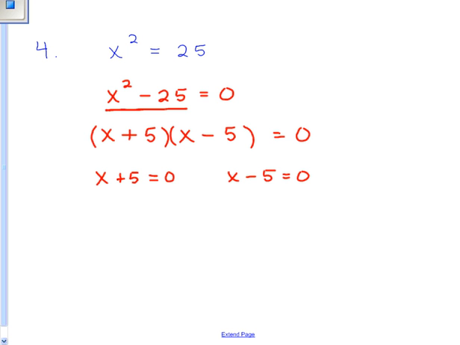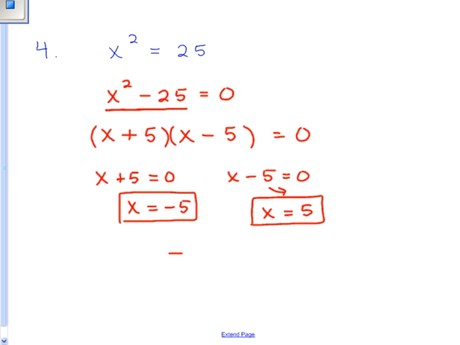And then solve. So x plus 5 equals 0. If I subtract 5, would give me x equals negative 5. X minus 5 equals 0. If I add 5 to move it over, I would have x equals positive 5. So my two solutions would be negative 5 and positive 5. You may see the braces around these as a solution set, or they may just have you type it in with a comma between.